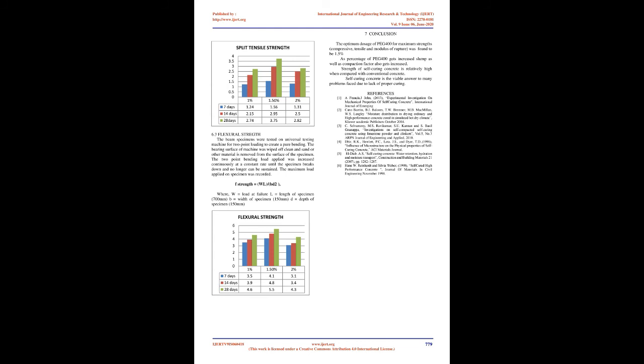7. Conclusion. The optimum dosage of PEG 400 for maximum strengths, compressive, tensile, and modulus of rupture, was found to be 1.5%. As the percentage of PEG 400 increases, slump as well as compaction factor also increases. Strength of self-curing concrete is relatively high when compared with conventional concrete. Self-curing concrete is the viable answer to many problems faced due to lack of proper curing.